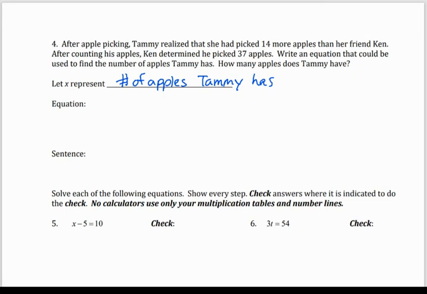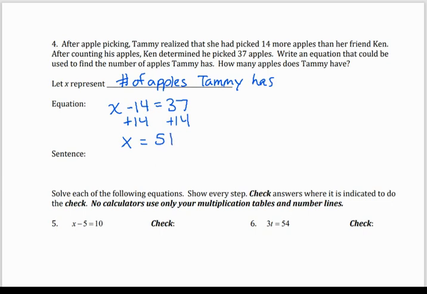Our equation, a little tricky, but it's similar to one we already did. Did anyone come up with our equation in the right way? Victoria? X minus 14 equals 37. Bingo! X minus 14 equals 37. That is correct. Tammy has more, so we need to subtract from Tammy so that it equals Ken's. Now we will add 14, and I already heard some people with the right answers of 51.